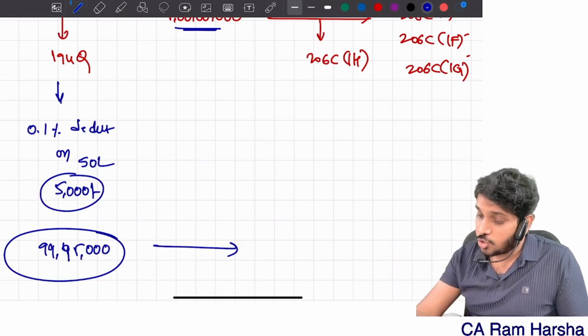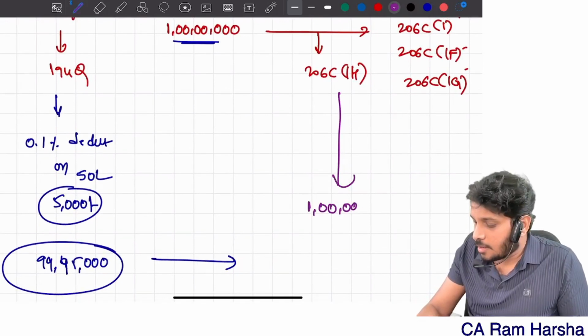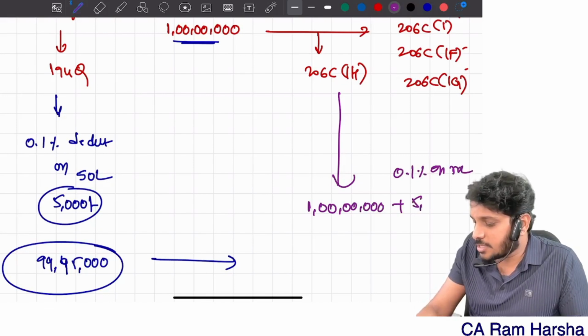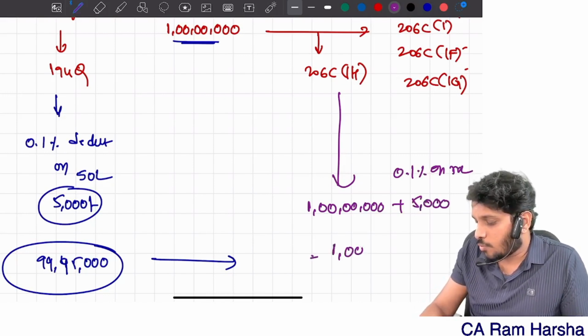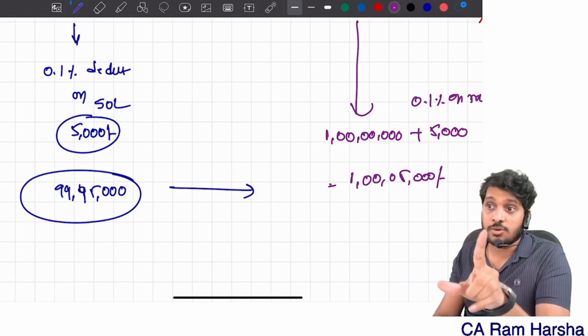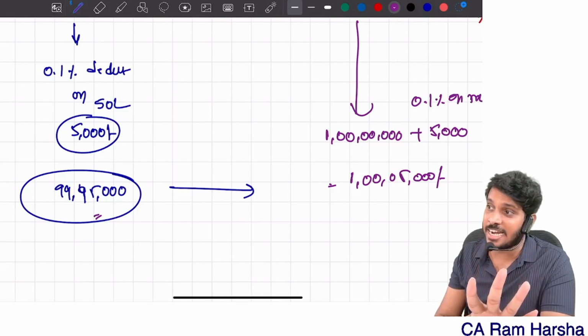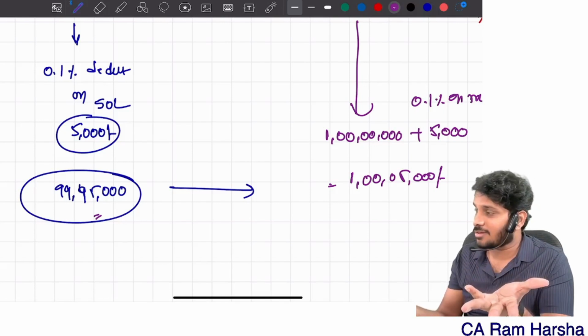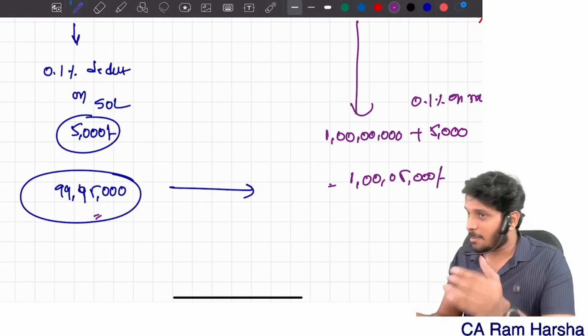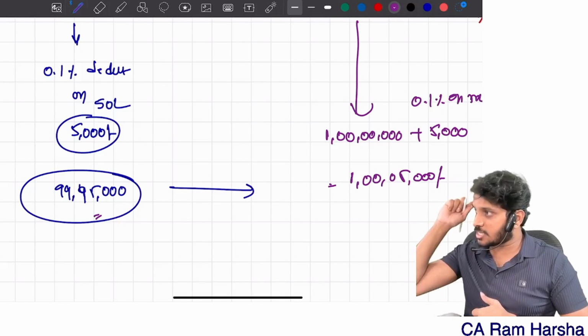But what does the 206C section say? 1 crore, right? Plus 0.1% on 50 lakh, which is 5,000, is equal to 1 crore 5,000 rupees to collect from the buyer. 206C(1H) says to the seller, you collect 1 crore 5,000 from the buyer. But 194Q says to the buyer, you pay only 99 lakh 95,000. Both sections are saying different amounts. Buyer will say, I will pay 99 lakh 95,000. Seller will say, no, you should pay me 1 crore 5,000. For me, TCS section is applicable.